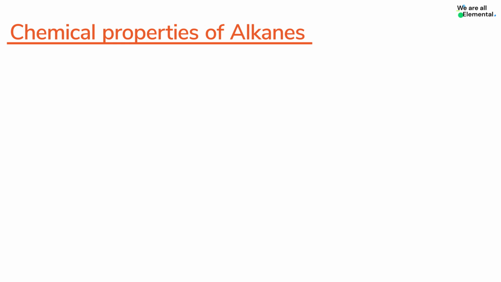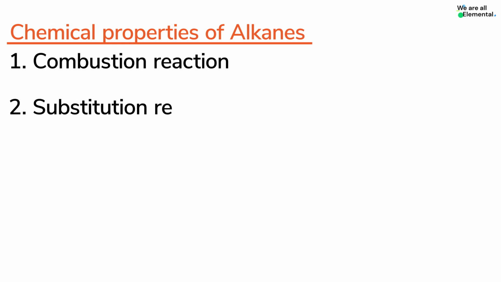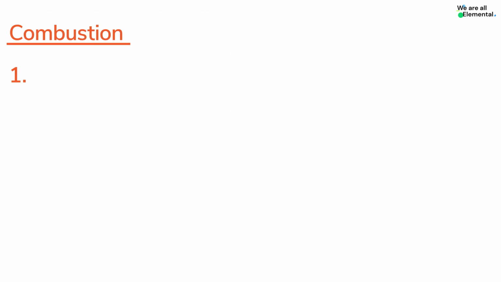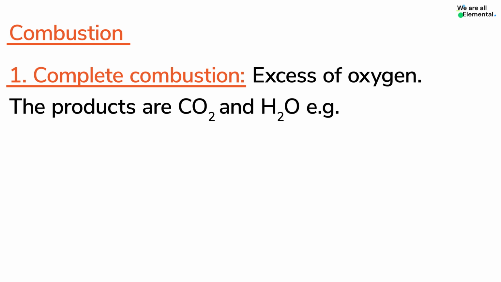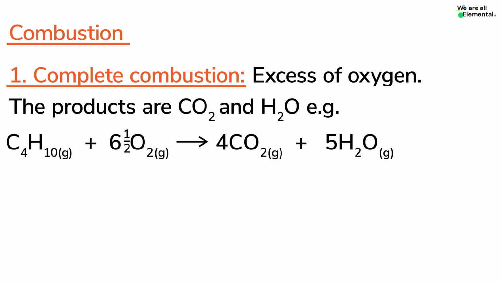Now let's look at the chemical properties of alkanes. Alkanes are stable compounds and have low reactivity. So they undergo only 2 main types of reactions. One is combustion and the other is substitution. Combustion could be complete combustion, and this is when the alkane reacts with excess or plentiful supply of oxygen to form carbon dioxide and water. For example, butane reacts with oxygen to form carbon dioxide, water, and heat is released. It is an exothermic reaction.